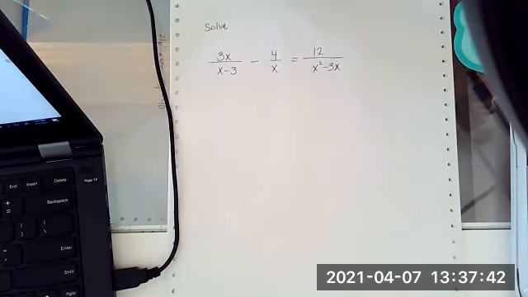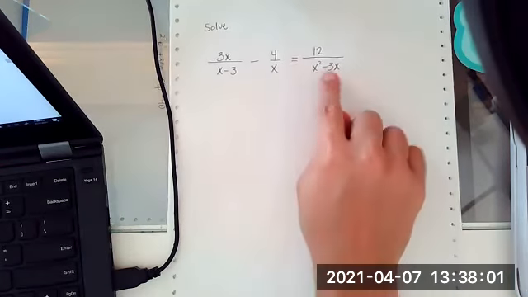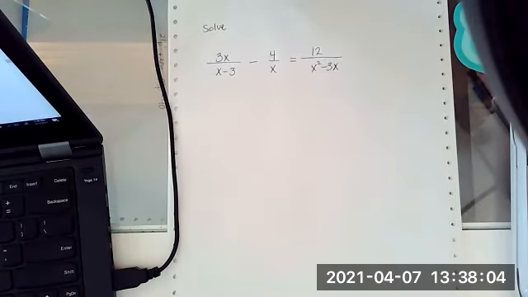Does anybody have any questions about where to start? Is the first step to factor out the x squared minus 3x? Yeah, we want to factor something out of this. Okay. Is that x minus 3 and then x plus 1? No.